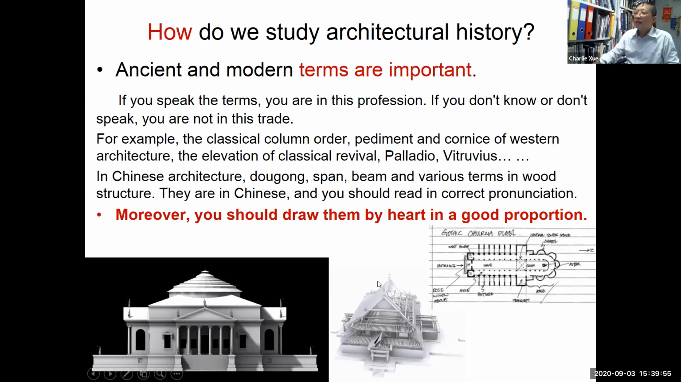How do we study architecture history? In architecture history, the first thing is the terms. Terms are very important. What's this part? What is that part? This is the wall, that is the ceiling, this is the floor, right? These are ordinary things. Then for Western architecture history, there are too many terms, and we try to.